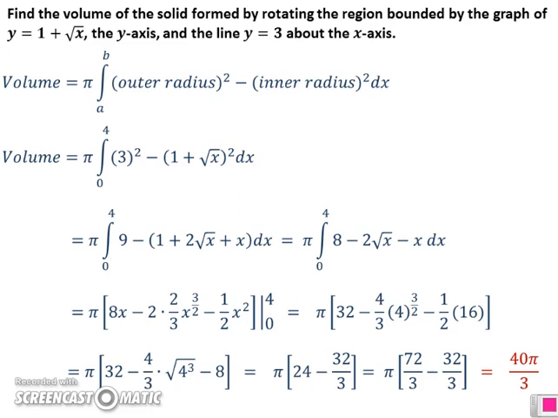Okay, so those were 2 basic disk and washer methods. We're going to do this problem again. We're going to rotate around a different horizontal line and a different vertical line in the next video.